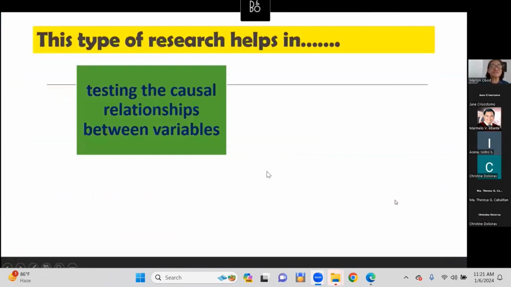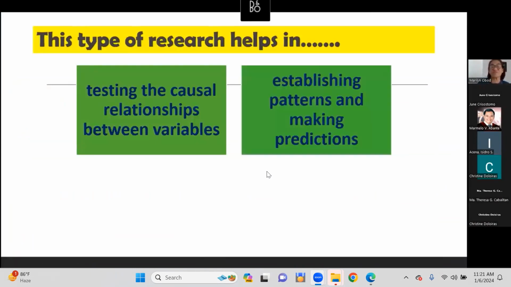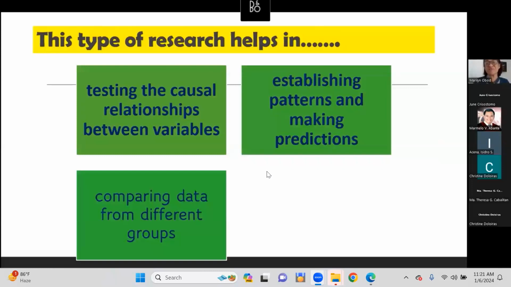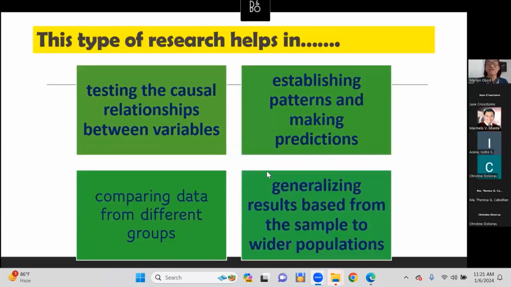Okay, this is testing the causal relationship between variables. Establish patterns, as I mentioned earlier. Compare data from different groups. Okay po. And then generalize results based from the sample to the wider population. Kaya sinasabing inferential questions. Inference, infer. You make a conclusion for this group of respondents from this sample, and from this sample, you will come up with a decision, a conclusion.